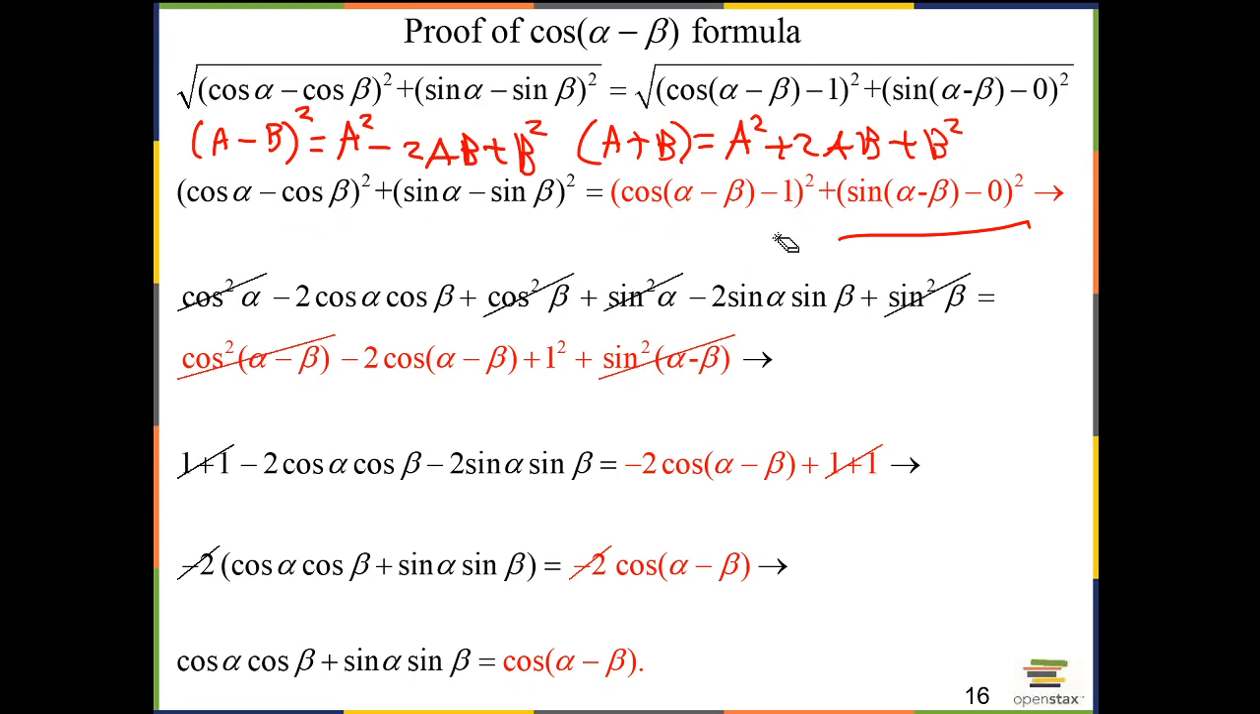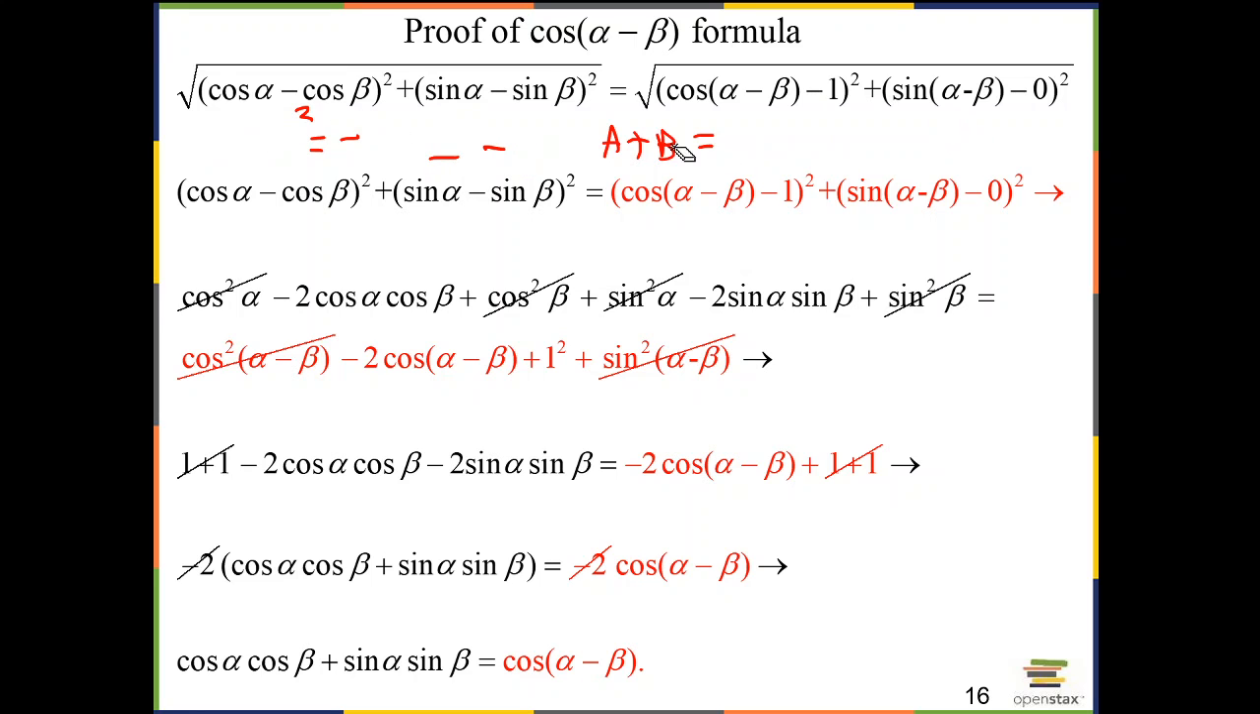Okay? All right, now if we continue the simplification process, we end up with cosine squared alpha and sine squared alpha, that's 1. Cosine squared beta and sine squared beta, that's another 1. So that's the 1 and 1 that you see over here. And then the rest of it we just rewrite.